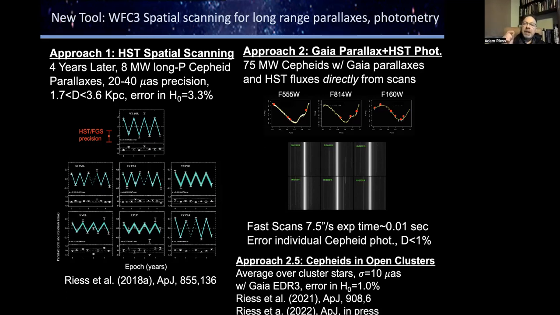And instead of being limited to the parallax precision of a single star, the Cepheid variable, we can average the parallaxes of hundreds or thousands of stars in these clusters to get down to about 10 micro arc seconds in the parallax of a couple dozen Cepheid variables. So these techniques, now using Gaia, have gotten us to 1% precision.